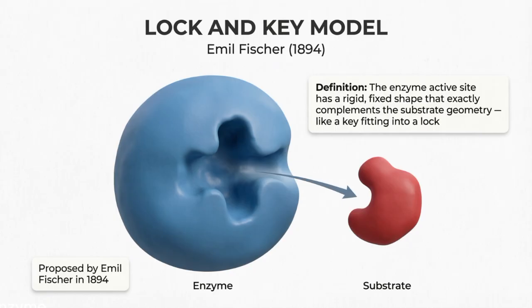Now let's read the definition together. The enzyme active site has a rigid, fixed shape that exactly complements the substrate geometry, like a key fitting into a lock. What this means is that just like only the correct key can open a specific lock, only the correct substrate can fit into a specific enzyme's active site. The blue enzyme has a preformed shape, and the red substrate has the perfect complementary shape to fit into it. This foundational concept was proposed by Emil Fischer in 1894, and it remains a cornerstone of biochemistry education today.